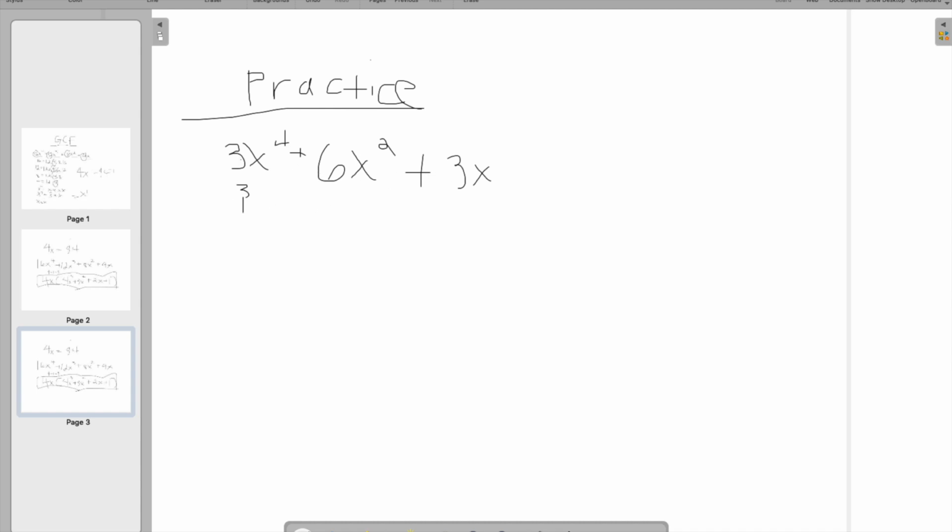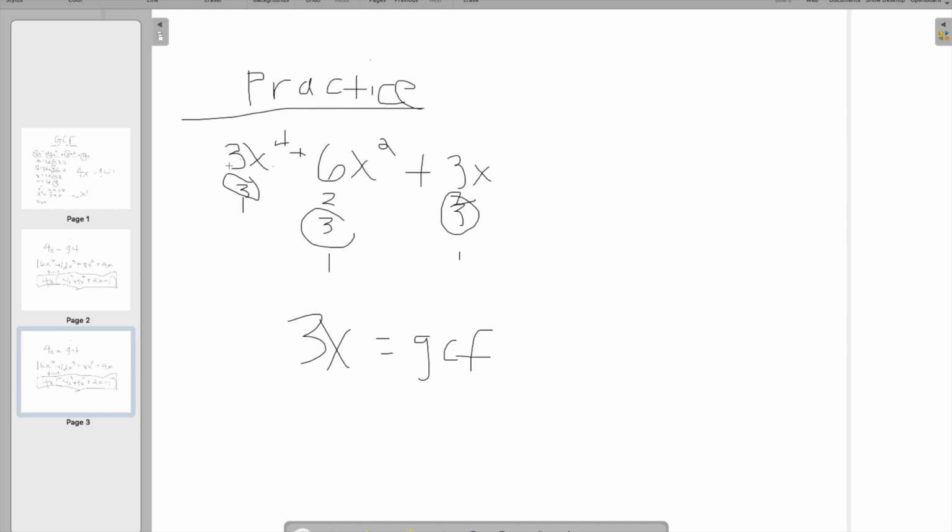And let's list out the factors. So 3 and 1 for 3, 3, 2, 3, and 1 for 6, 3 and 1 for 3 again. So if you look at all the factors, 3 is the greatest common factor. And for x to the 4th power, x squared, and x, the greatest common factor is just x. So you want to multiply them, so it's just 3x. 3x is the greatest common factor for this polynomial.